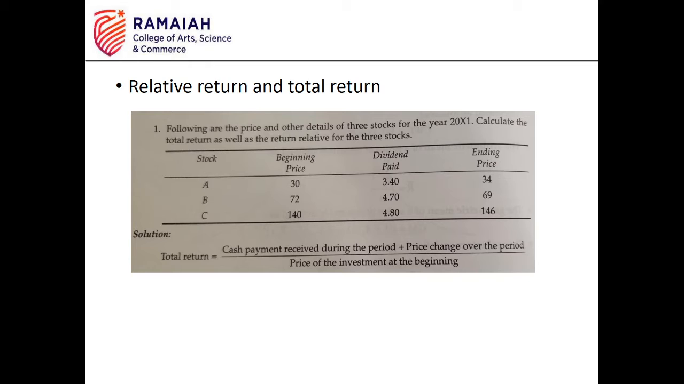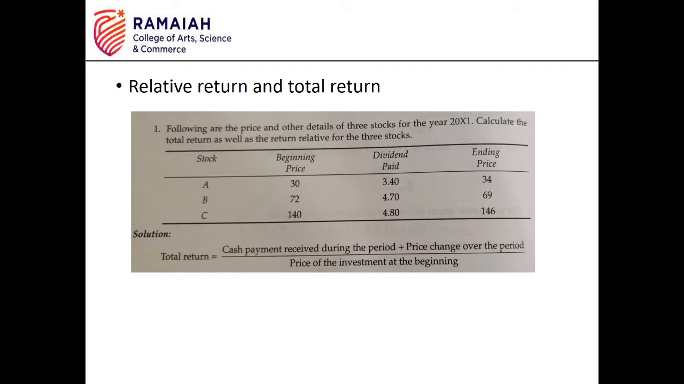I don't say it as capital gain, but it is something like an add-on, or it is also a part of your profit. Correct? When you are measuring profit or return of a particular stock, you need to consider this part also. So to revise, it consists of two parts: one is the cash payment received during the period, plus the price change over the period. For price change, the formula goes like this: it is ending price minus beginning price. It is not the other way around.